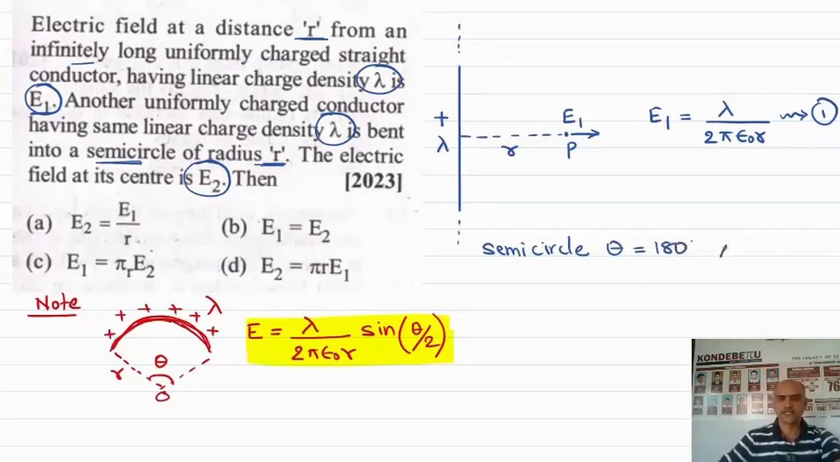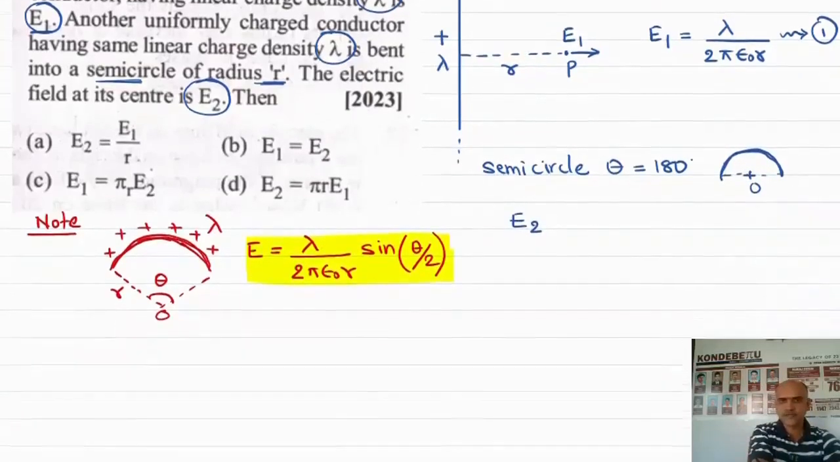So for a semicircle, this type of round curve comes. The center comes here at O, so the total angle will be 180. Now if you substitute this in the formula which I have highlighted, E2 is equal to, in the problem he has given it as E2. So substitute and simplify.